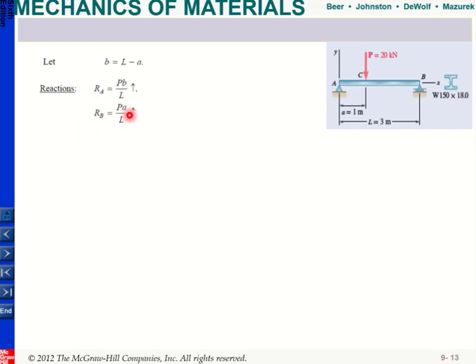Okay, and after that, if you want to find your moment from A to C, whenever you cut it there, it will be equal to RA times x, which will be equal to Pb over L times x. And whenever you cut it here, then you can get your moment equation given as this one. Okay, so this is important. Now when I look at this beam from 0 to a, I will have one moment equation, and from a to L, I will have another moment equation as a function of x.